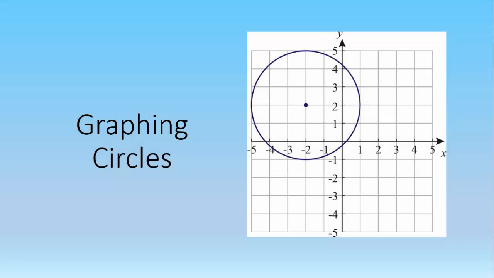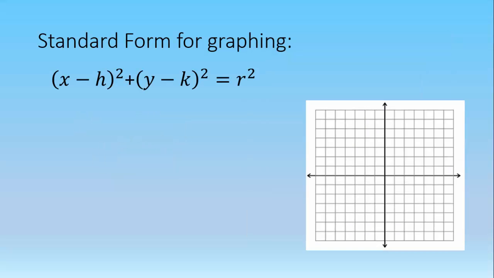Graphing circles is pretty easy. The standard form of a circle equation looks like this, and if you find it in this form, it's really easy to graph. From this form, the center is at (h, k), and r is the radius.